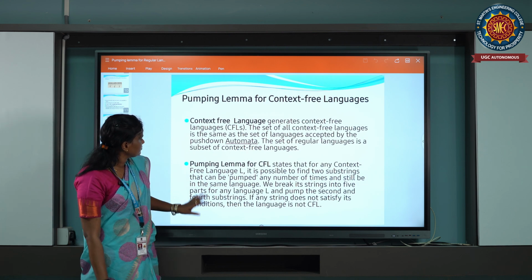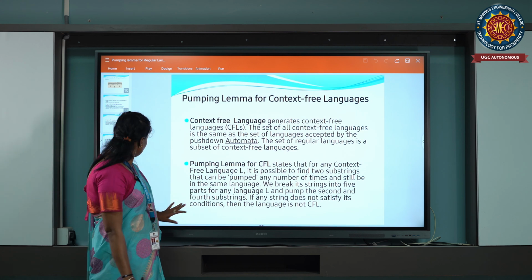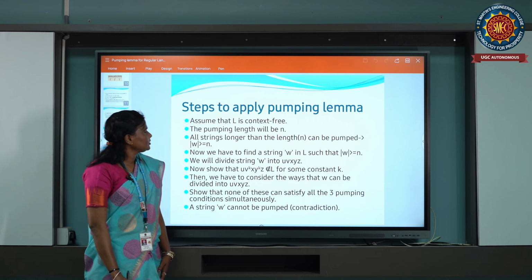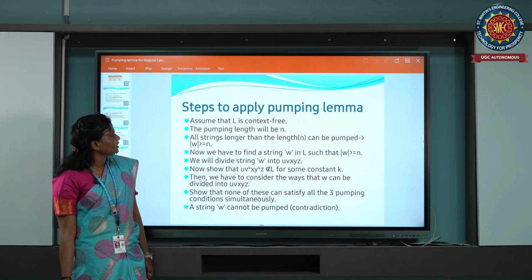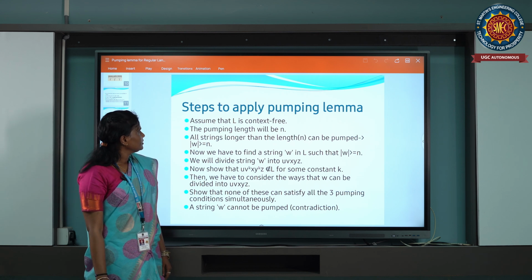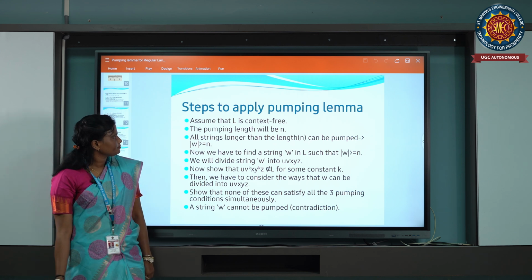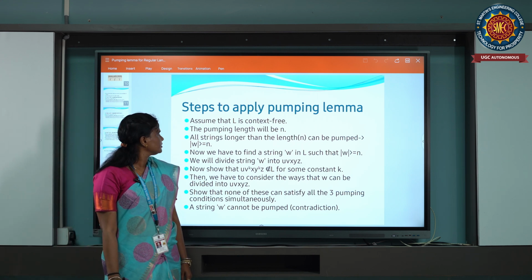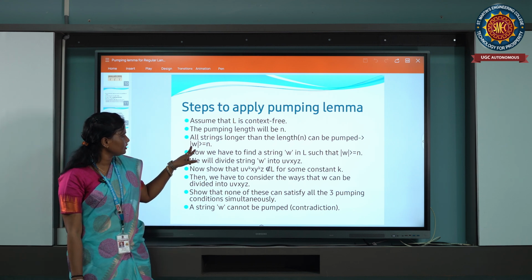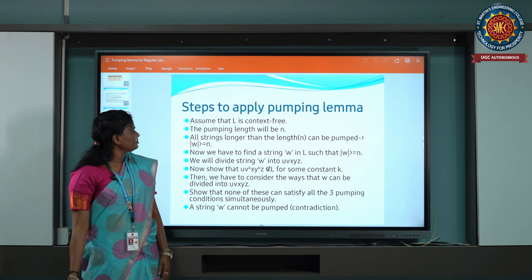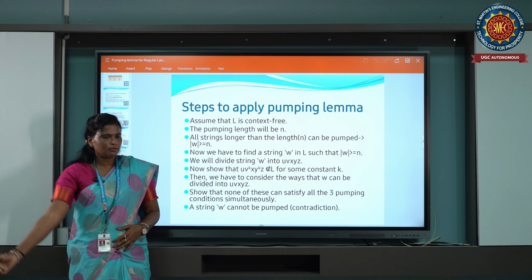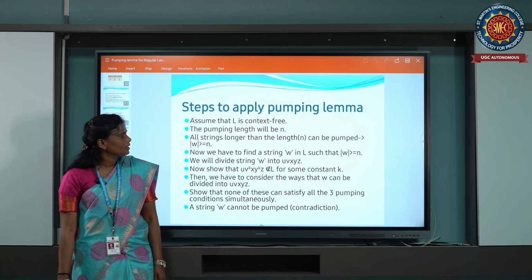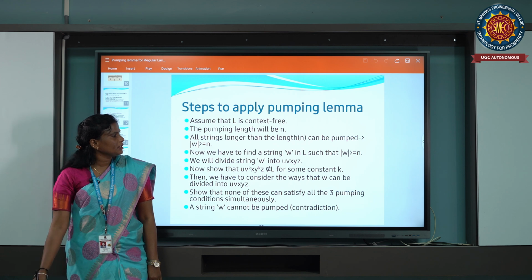Next, what are the steps to apply the pumping lemma? Take a language, and assume that L is a context-free language. The pumping length will be n. All strings longer than the length n can be pumped. So a string w is taken with length greater than or equal to n, the pumping length. Now we have to find a string w in L such that length of w is greater than or equal to n.